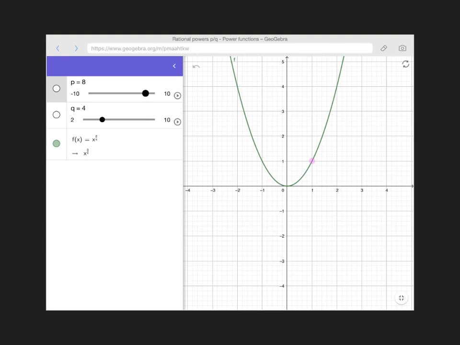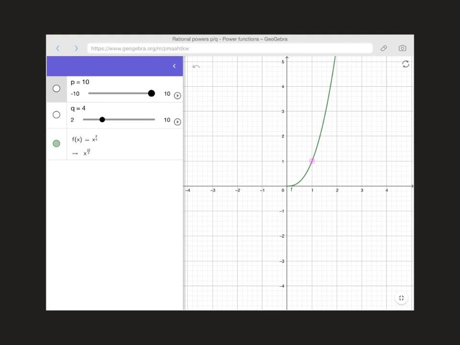And if I continue to increase the numerator, can you predict what's going to happen to the shape of the graph? How's it going to bend? How's it going to behave? Let's have a look. 9 and 10. Did it behave the way you expected?